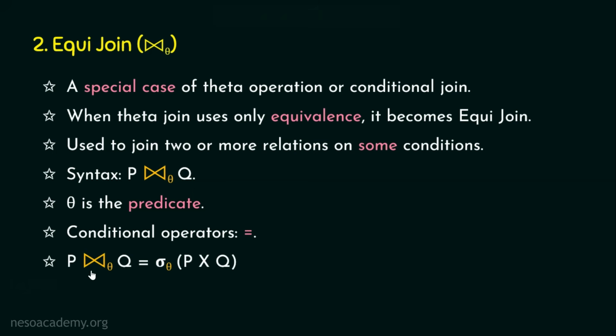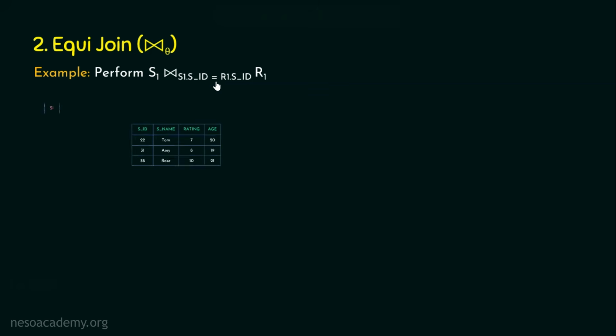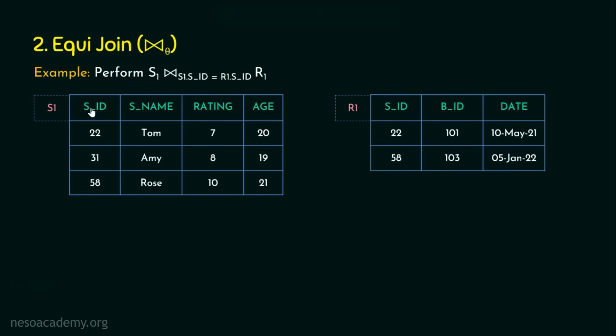However, this is going to be the same, the Cartesian product of two tables. And once the Cartesian product is performed, then apply the selection logic with some condition that uses equal to or equivalence. Let's see an example. The same S1 relation and R1 relation. But since we are dealing with Equ Joint, we are having equal to as the comparison operator. Let's take both the relations S1 and R1. Just compare S1's SID because S1's SID should be equal to R1's SID.